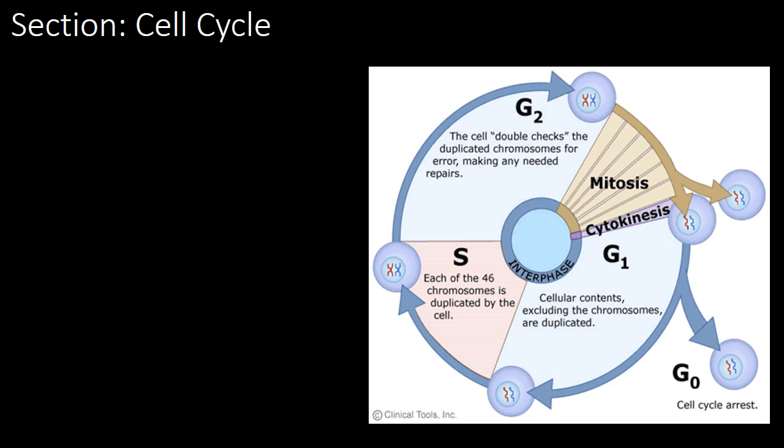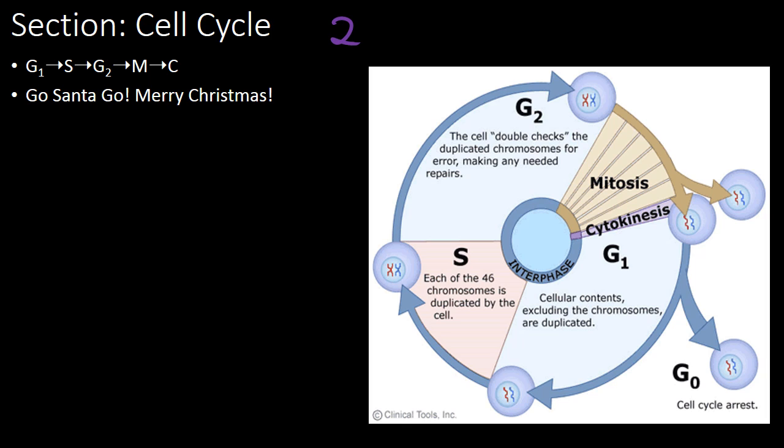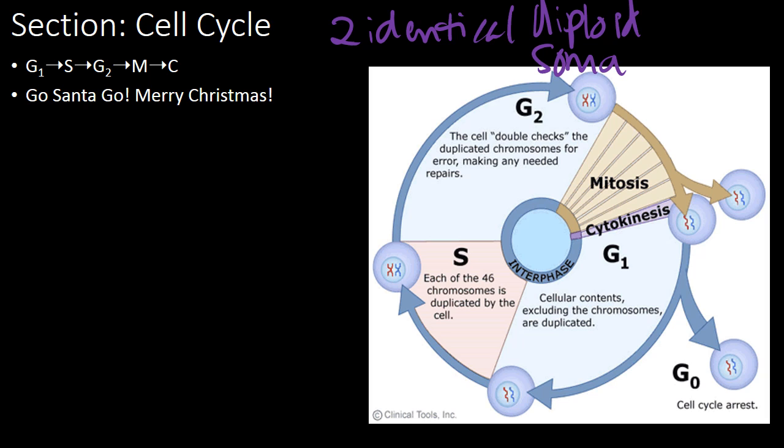Alrighty, the next section is the cell cycle. The cell cycle has 4 major parts, G1, S, G2, M, C. I'm sorry, that's 5 major parts. Those are all the parts that a cell must go through to complete the cell cycle and produce 2 identical diploid somatic cells. And remember, the word somatic means body. So basically, I'm producing 2 identical body cells.